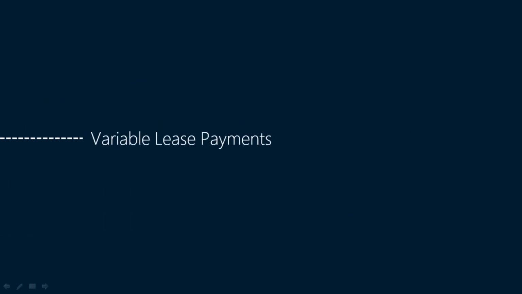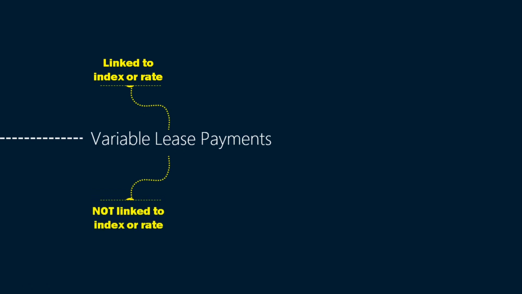IFRS 16 differentiates between two kinds of variable lease payments. Type 1, those that are linked to an index or rate, and Type 2, those that are linked to anything other than an index or rate. Let's first understand what they are. Those linked to an index or rate are lease payments which vary with an index, such as a consumer price index, or a rate, such as an interest rate.